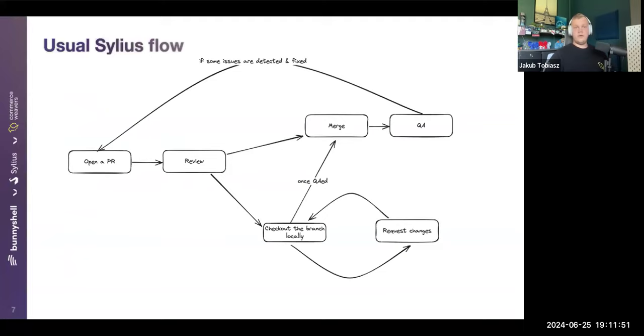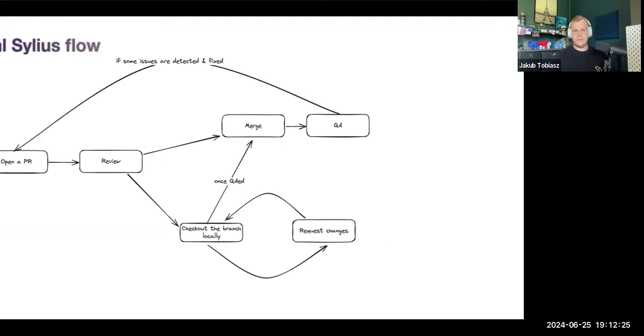Another usual Sylius flow is that we open a PR, we review it once. We sometimes check out the branch locally, request changes, and once QA'd, we merge it. But a more frequent flow is that we just review it, request changes if we find something, and then we merge it. After the merge, we QA, for example, by checking the main branch. And once we find some issues, we fix them by opening a new PR.